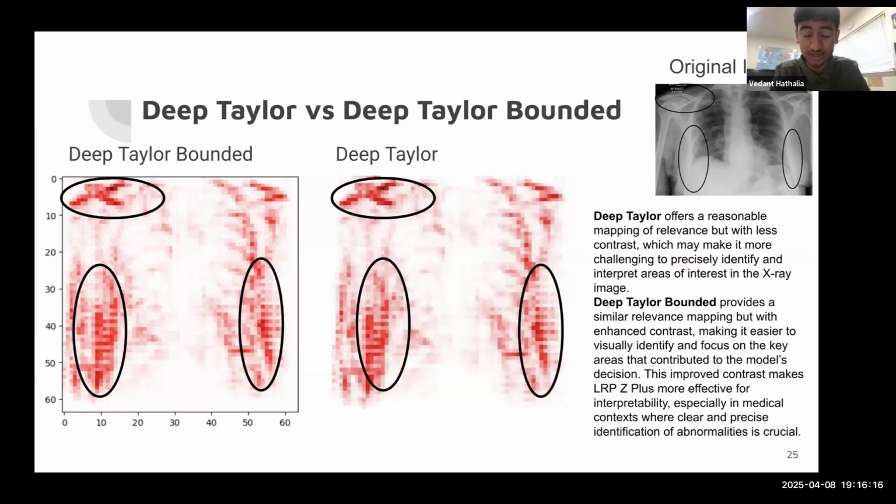For Deep Taylor bounded, it's similar relevance mapping in terms of the highlighted portions and circled regions of which specific pixels are highlighted, but there's more contrast when compared to Deep Taylor, which makes it much easier to visually identify the areas that contributed most to the decision, in this case, for pneumonia. For LRP Z plus in specific, it makes that way more effective for interpretability compared to Deep Taylor and Deep Taylor bounded, specifically for this contrast region.